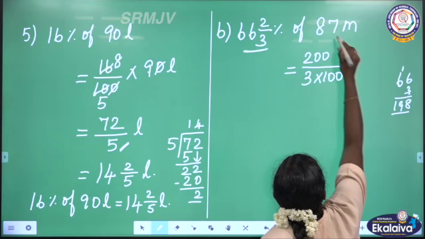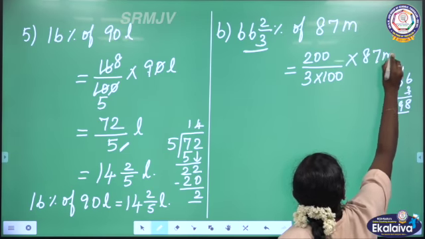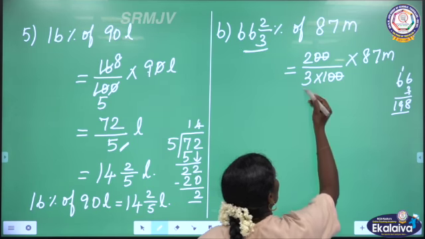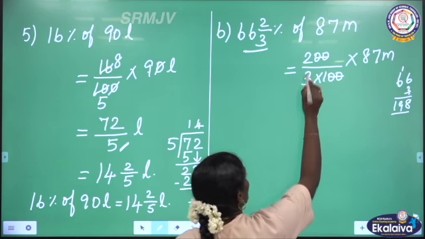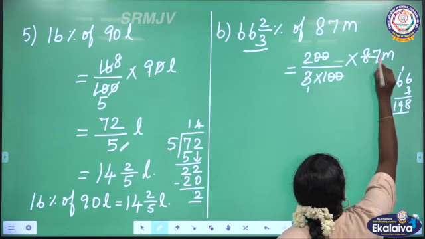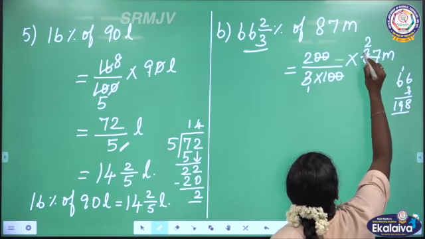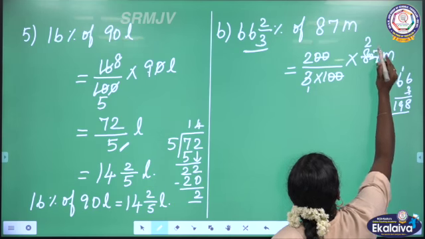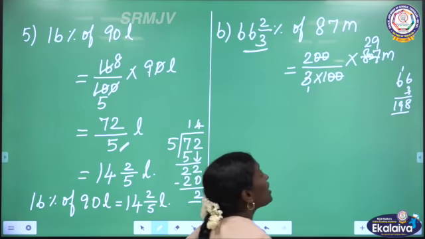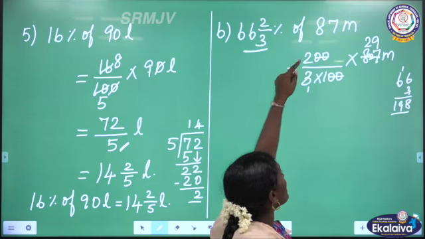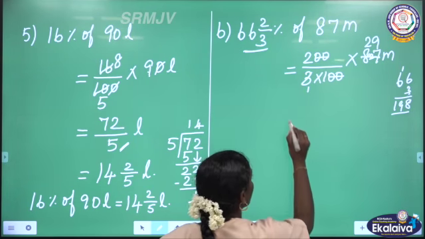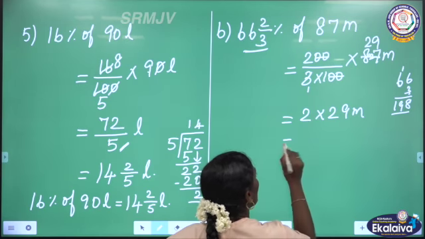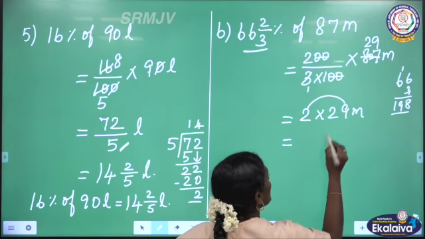denominator. Then 87 meter. Now we can cut 2 zeros and 2 zeros. We can reduce 3 and 87 in 3 table. In 3 table 1 time 3. Here in 8, 2 times 6. 2 3s are 6. Remainder 2. Now it's 27. In 27, 9 times. 9 3s are 27. Now in numerator we are having 2 and 29. 2 into 29 meter. Now we have to multiply these two. Here 2 9s are 18.